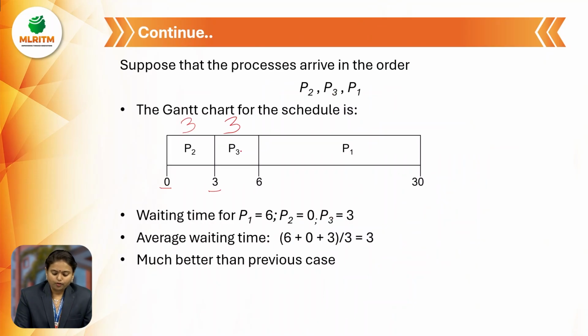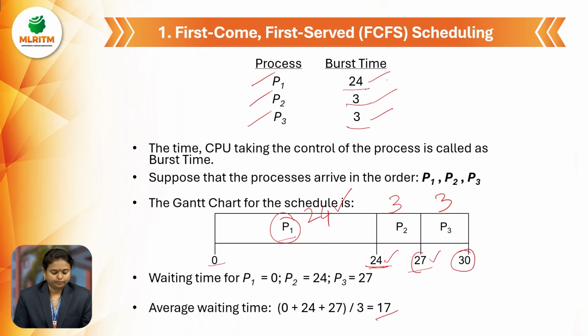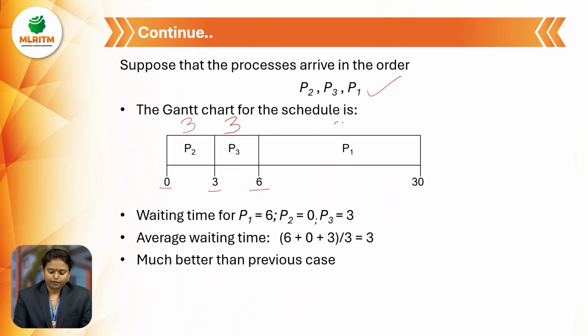After P3, P1 will execute based on this order. P1 will enter the CPU. What is the waiting time of P1? 6. And what is the burst time of P1? 24. 6 plus 24 is 30. This is the turnaround time of P1. And the turnaround time of P3 is 6, and P2 is 3.